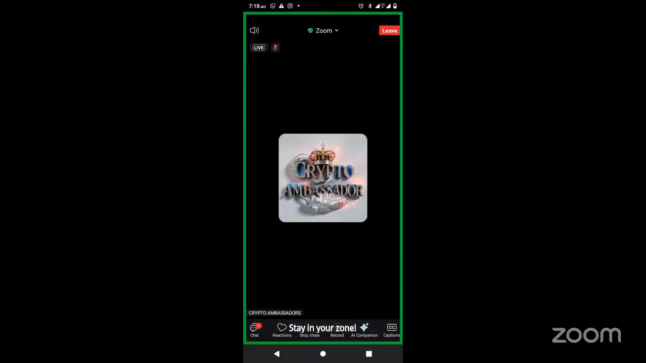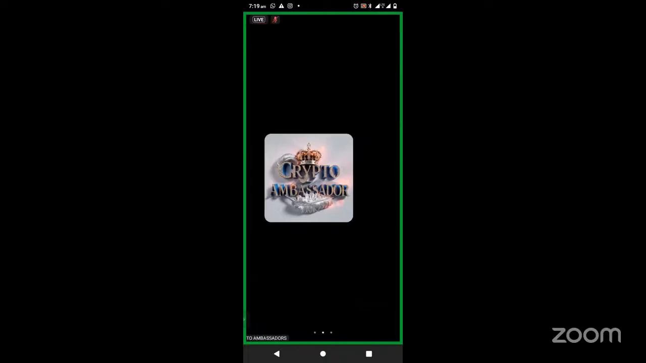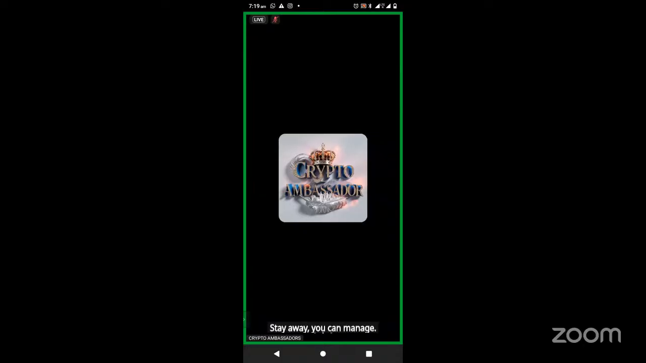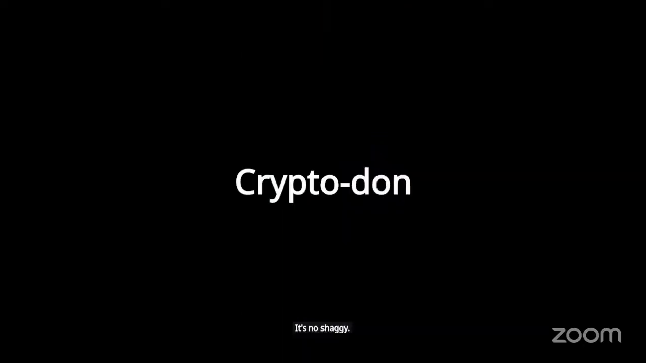You don't need to tap on X. Tap on share again. Someone is saying, I want to trade, but I fear. Don't trade. Stay in your zone. Stay where you can manage. It's now sharing. But why do you always tap on X? When you tap on X, you stop sharing.